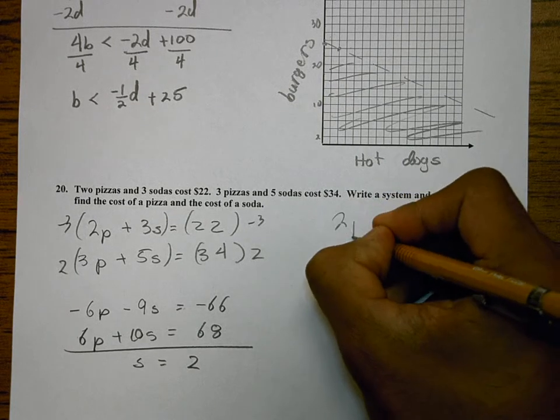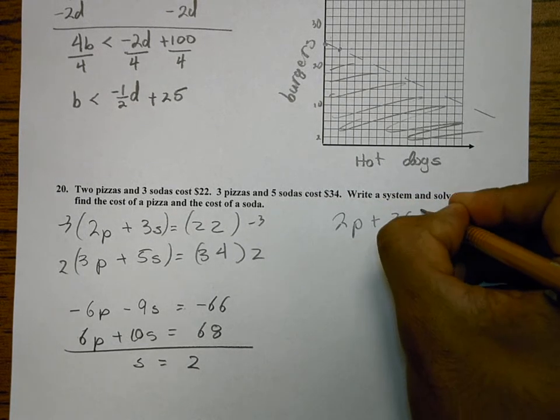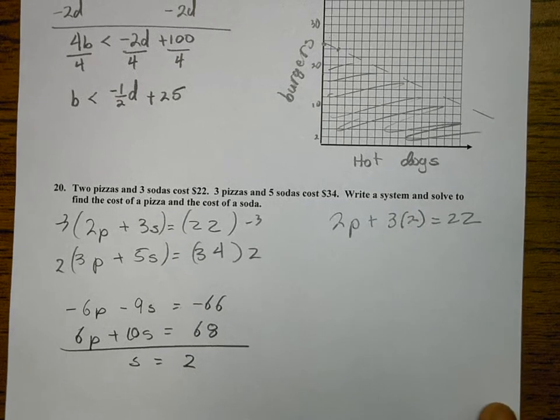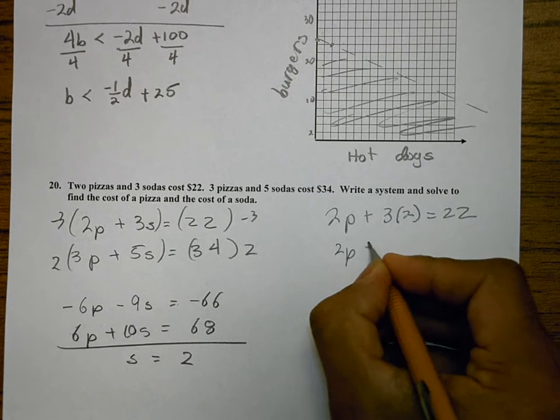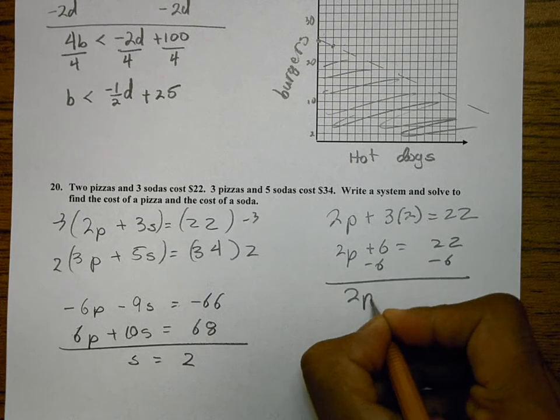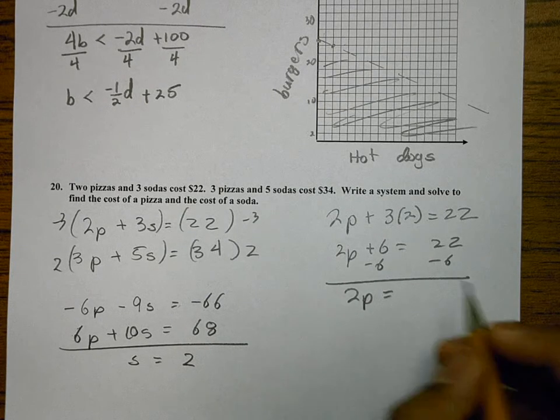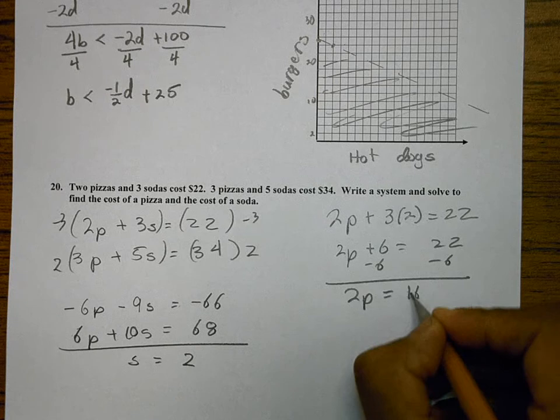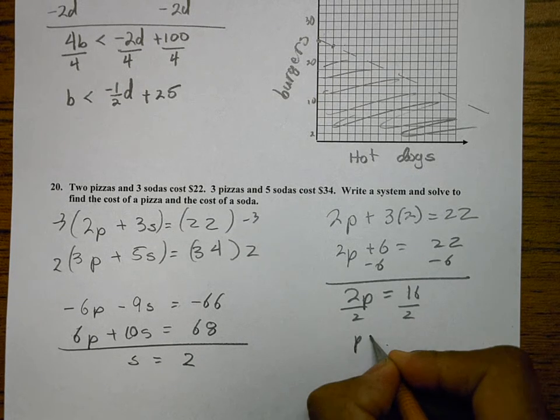Then to find a pizza, I'll plug it into one of these. So 2 times p plus 3 times 2 equals 22. And then I get 2p plus 6 equals 22. Subtract 6 from both sides. 2p equals 16, divided by 2, and p equals 8.